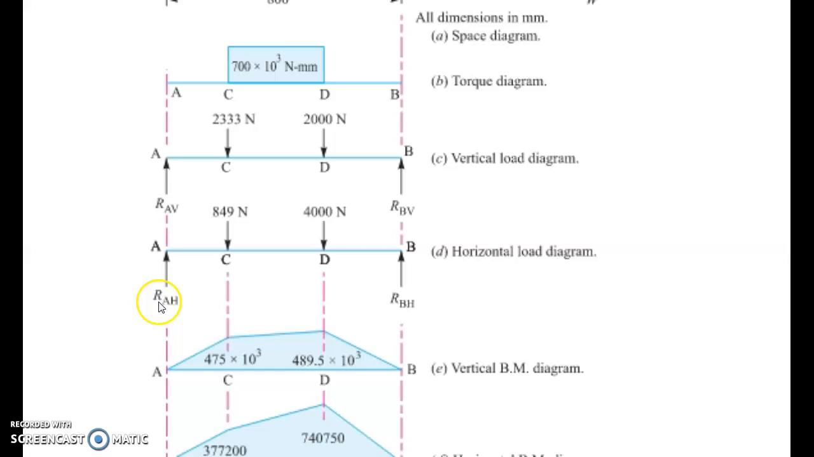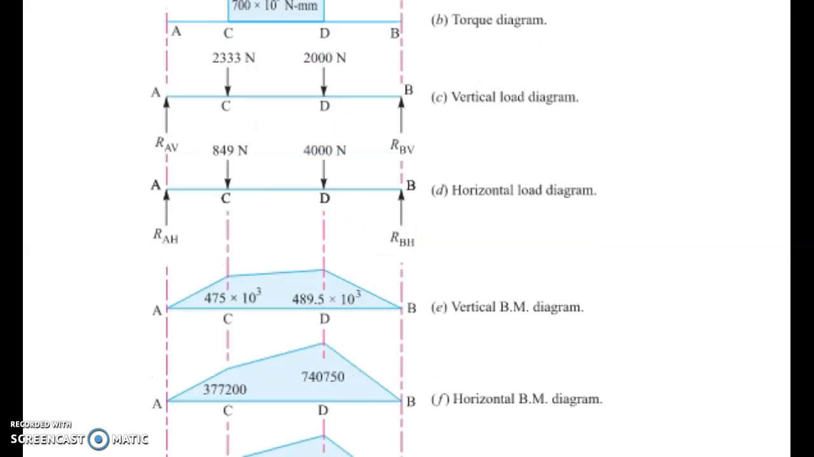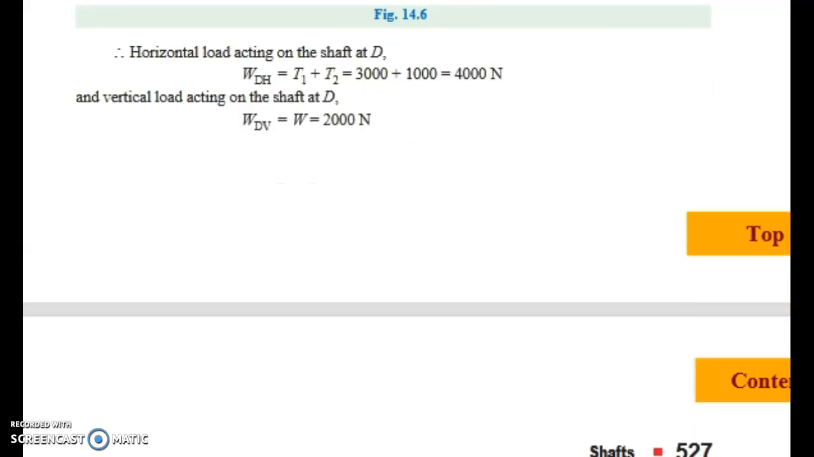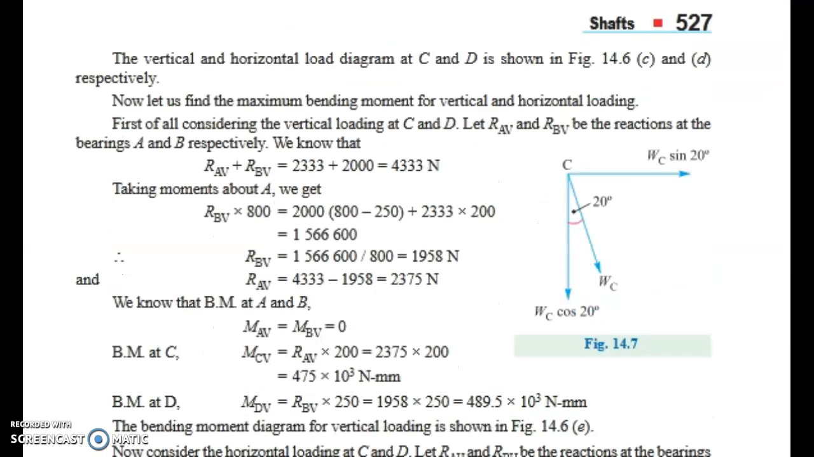Similarly, next we can write RAH and RBH. RAH is the reaction load in the horizontal direction at point A, and RBH is the reaction load at point B in the horizontal direction. So RAH plus RBH is equal to 849 plus 4000 Newton. This equation is written in this format. So this is the equation.